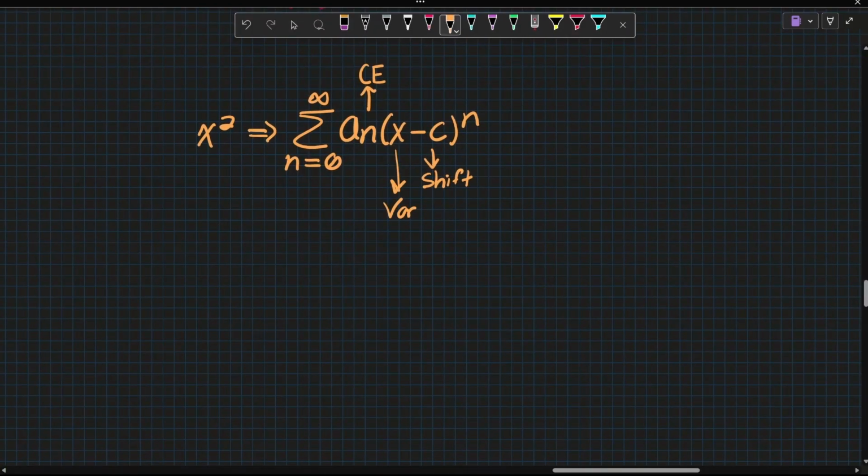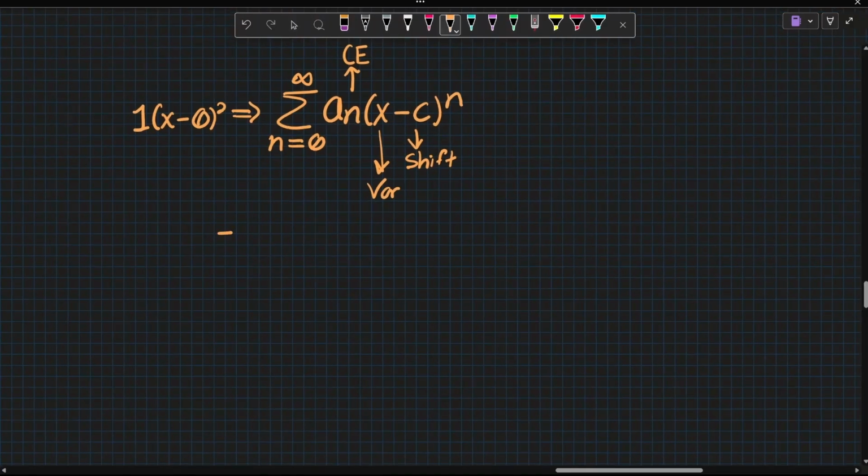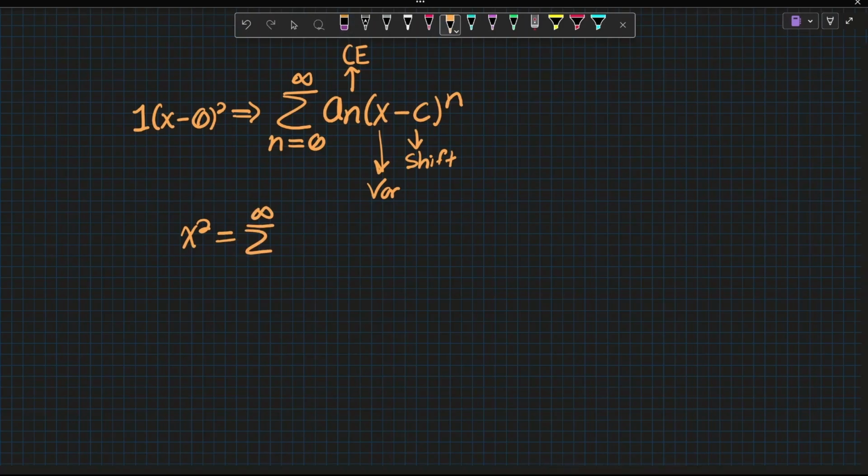So here we can recognize that this is 1, say here 1 times (x minus 0) squared, right? So that means x squared is equal to the sum from 0 to infinity of 1 times (x minus 0) to the n. But there's an issue with that.